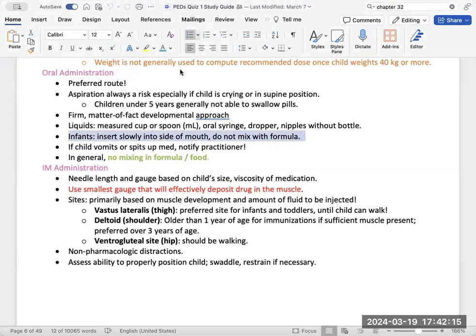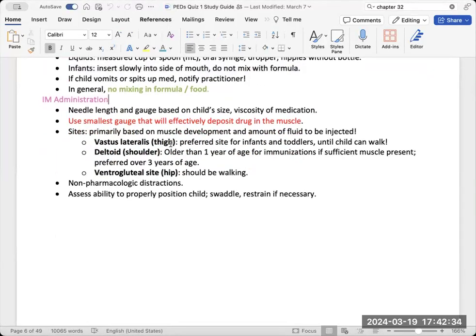So we're going to slowly insert, let's say with a dropper or something, an oral medication on the side of their mouth. Okay. And remember, no mixing formula and food, and no mixing formula and meds. Okay, none of that. And if the child spits or vomits the medication, we need to notify the doctor.